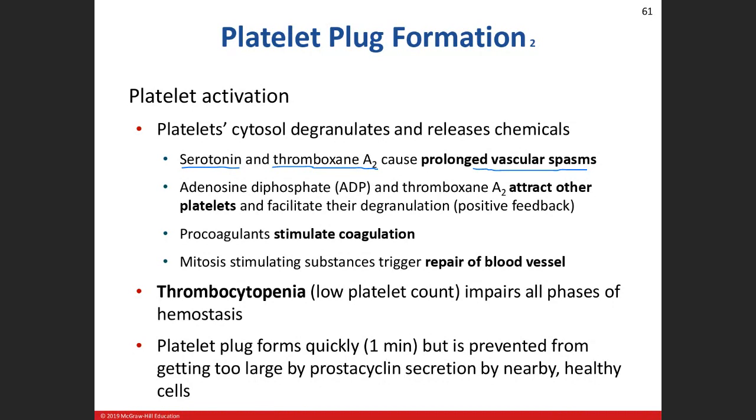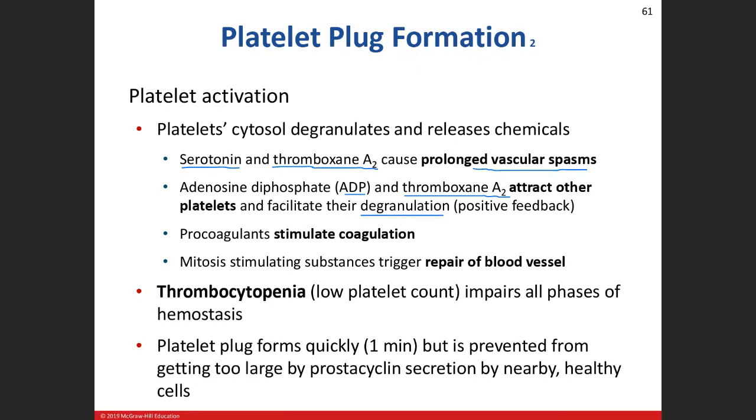Well, now our ADP and thromboxane A2, those chemicals are going to cause more platelets to accumulate and move towards that area there. And then those platelets will degranulate with their chemicals, serotonin, thromboxane A2, and so this cycle keeps repeating and repeating through that positive feedback.